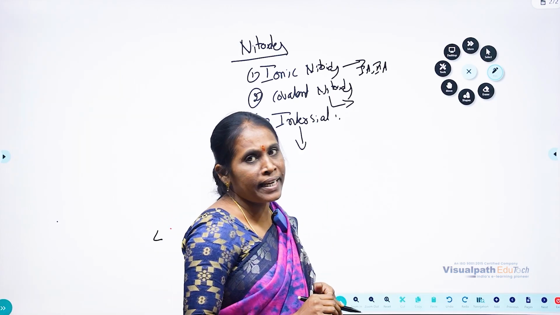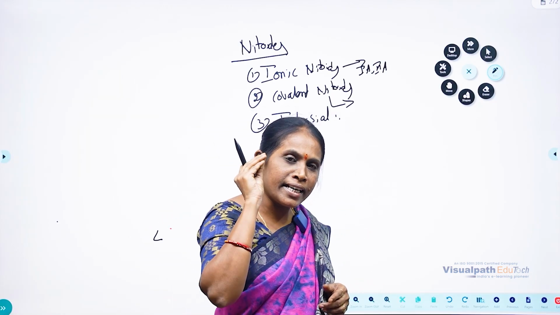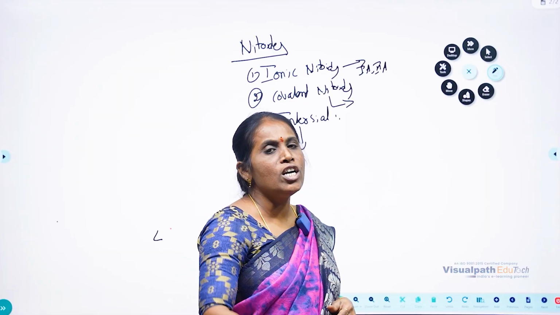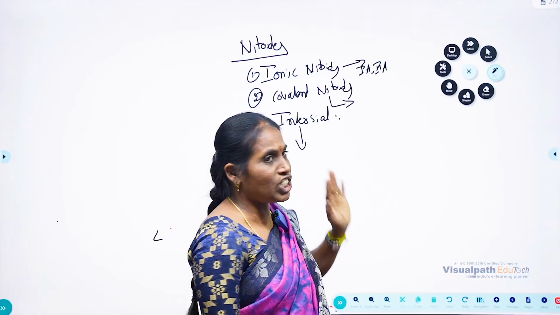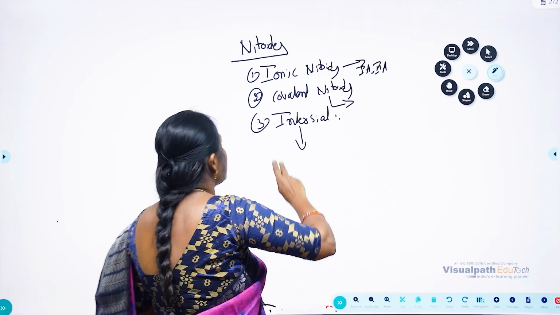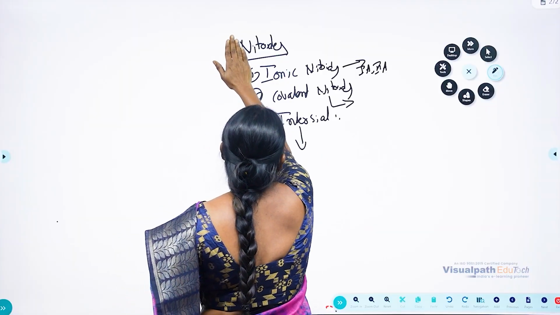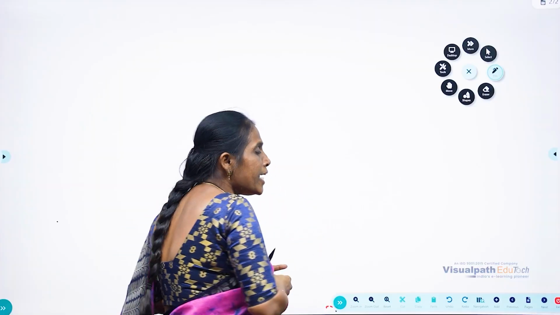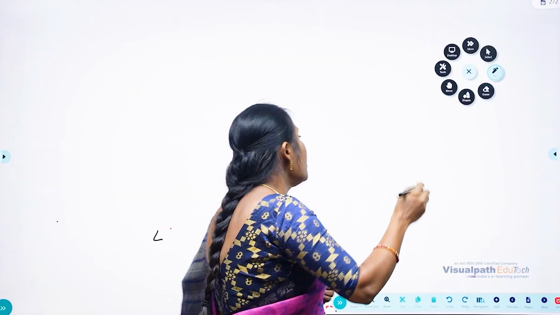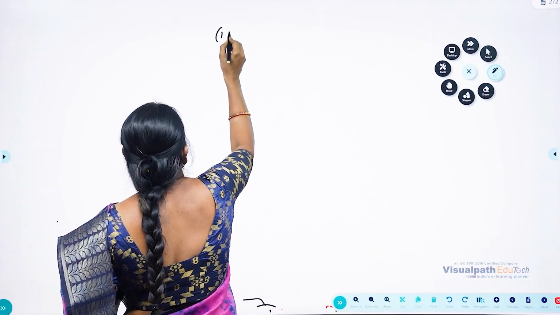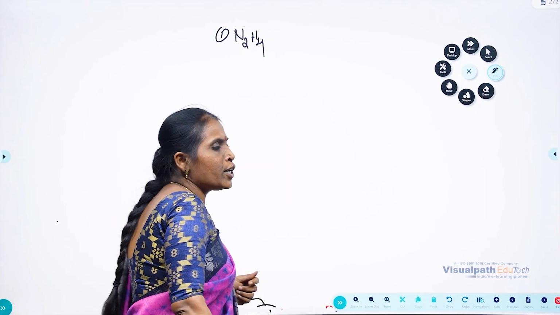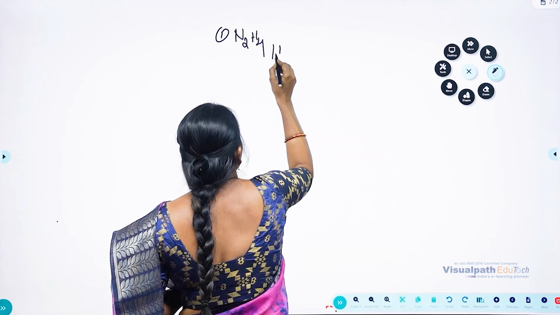And next one is the interstitial. Interstitial means that in the transition elements, the nitrogen occupies a small position, so that is known as interstitial. Nitrides are classified into three types: ionic nitrides, covalent nitrides and interstitial nitrides. In these nitrides, we see an important topic, the nitrogen compounds. The first one is the N2H4 molecule. N2H4 is known as hydrazine.